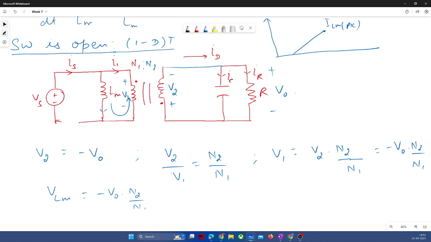Our purpose was to compute the relationship between output and input. So this is N1 by N2, right? V1 equal to V2 into... V1 is equal... Yeah, you are correct. 1 by n. Thanks.